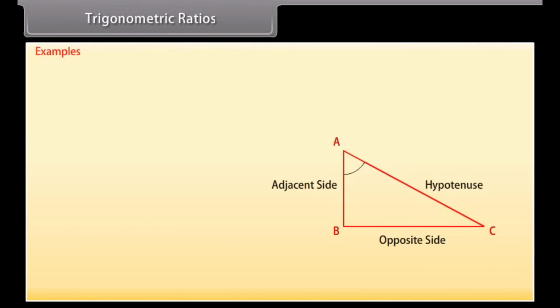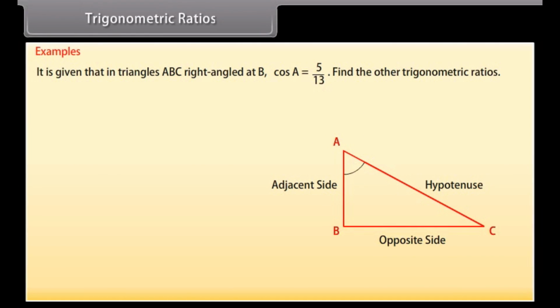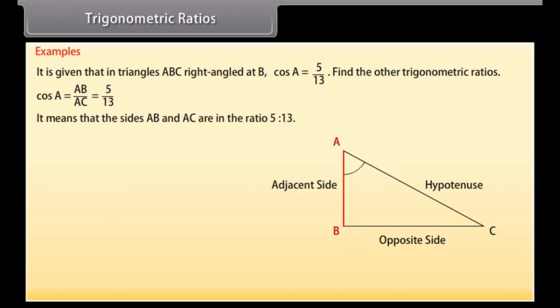Examples. Let us look at some examples to consolidate our understanding of trigonometric ratios. It is given that in triangle ABC, right-angled at B, cos A is equal to 5 upon 13. Find the other trigonometric ratios. Cos A is equal to AB upon AC, which is 5 upon 13. It means that the sides AB and AC are in the ratio 5:13. Therefore, we can say that AB is equal to 5a and AC is equal to 13a, where a is a positive number.